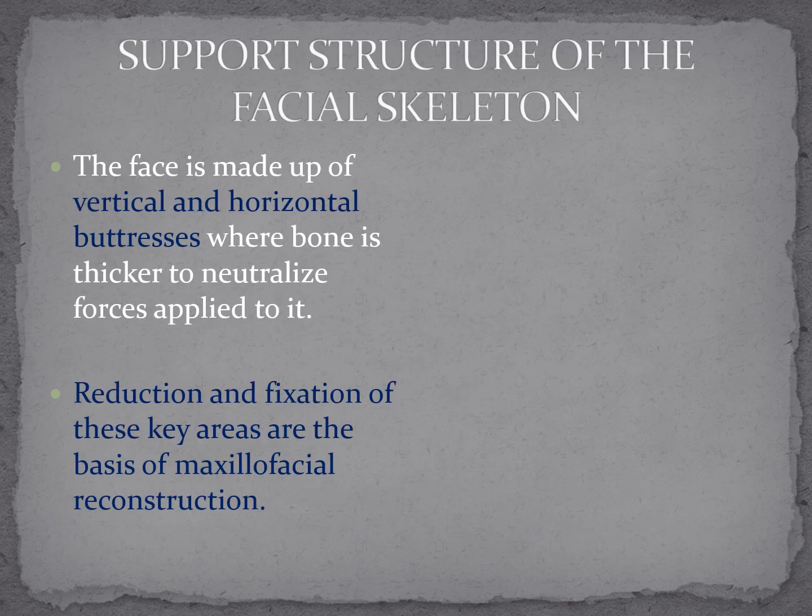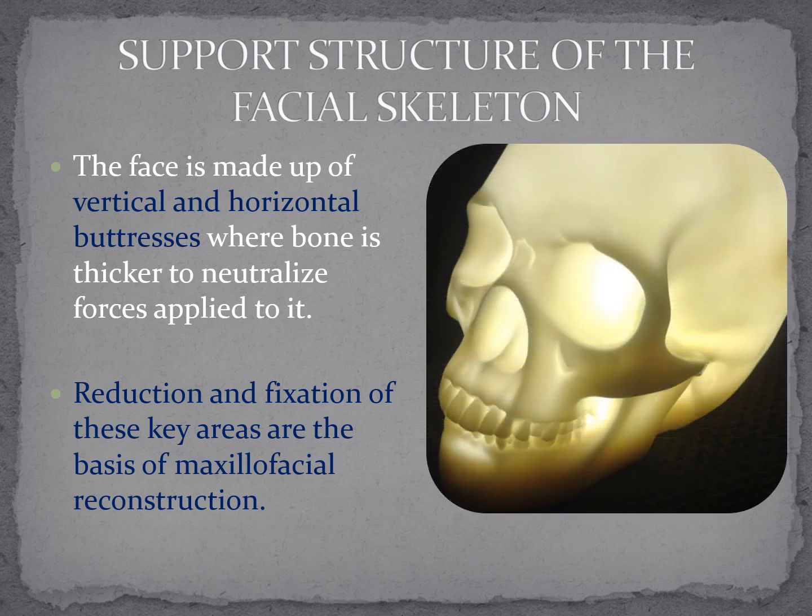So in order to understand how the fracture patterns work and how the treatment progresses, it's important to first understand what are the support structures of the facial skeleton. So, as you can see here, this is a lighted skull. You can see that there are areas of facial bones which are very light and there are areas which are very dark. So you can see here that the face is made up of vertical as well as horizontal buttresses, where the bone is thicker to neutralize the forces applied to it.